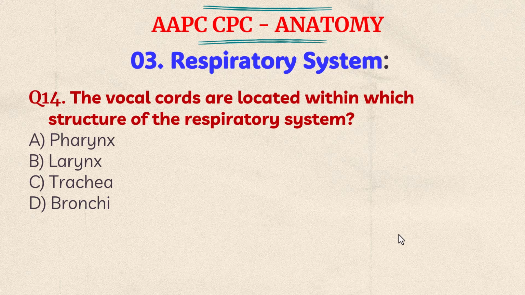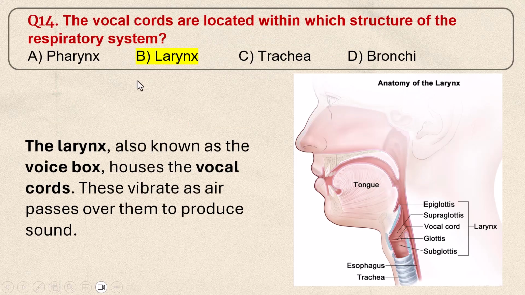The vocal cords are located within which structure of the respiratory system? A. Pharynx, B. Larynx, C. Trachea, D. Bronchi. Think the answer. So the correct answer is B.